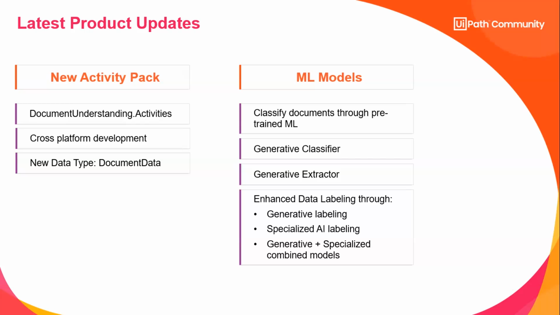So it's a task for you. Go and explore what is there. And related to the machine learning models, we have the generative classifier. I couldn't show this today, but that option is also there under this package. And we saw the generative extractor. And when it comes to labeling, I showed you generative labeling, specialized AI labeling, and the combination is also there in the document manager.